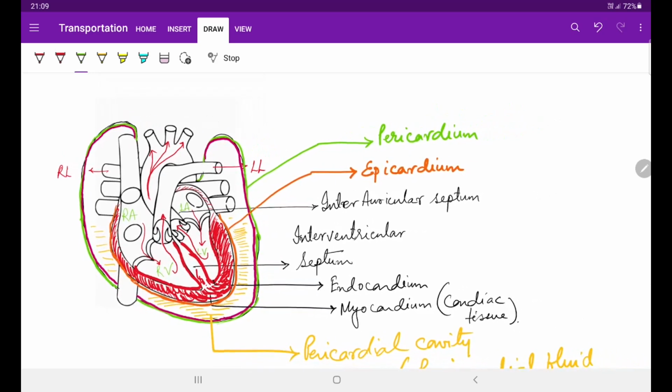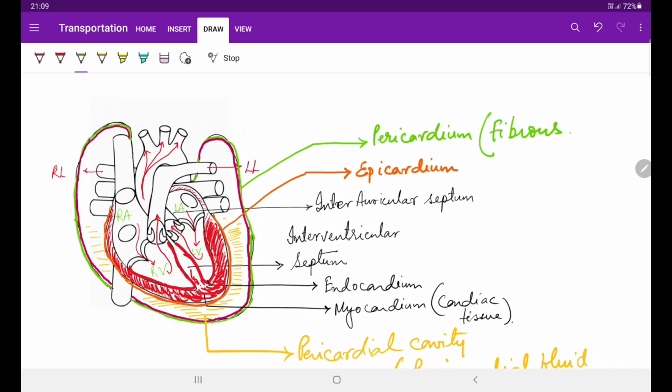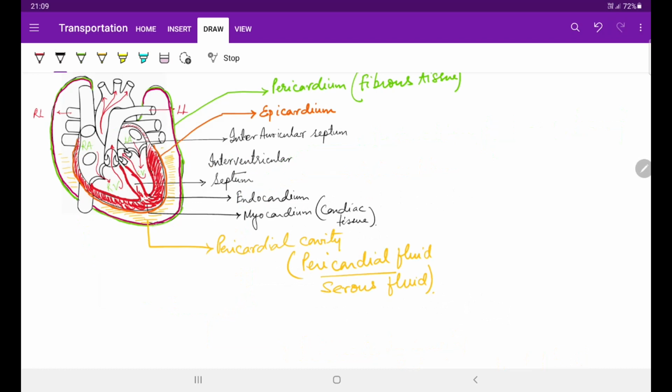It is actually a fibrous tissue, and it does not help in any kind of contraction of the human heart, but it provides mechanical support to the human heart. The serous fluid or the pericardial fluid also provides mechanical support. It absorbs any kind of mechanical shock and prevents the heart from collapsing.